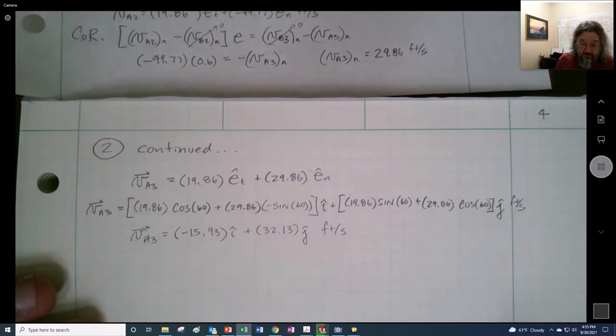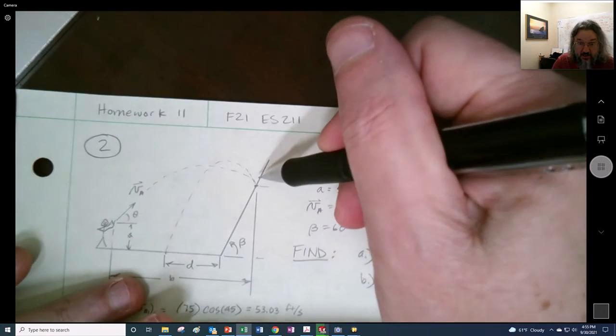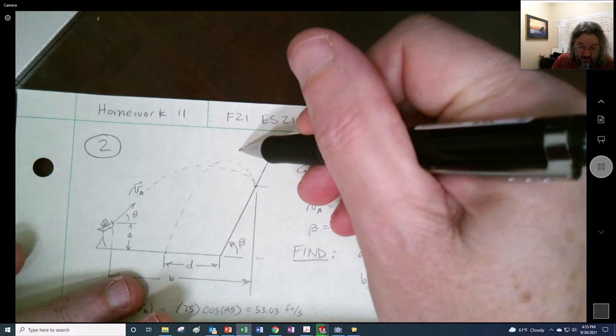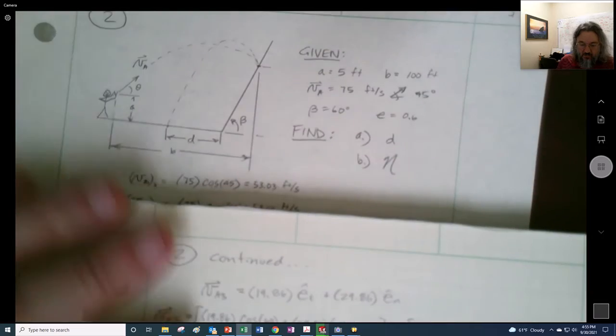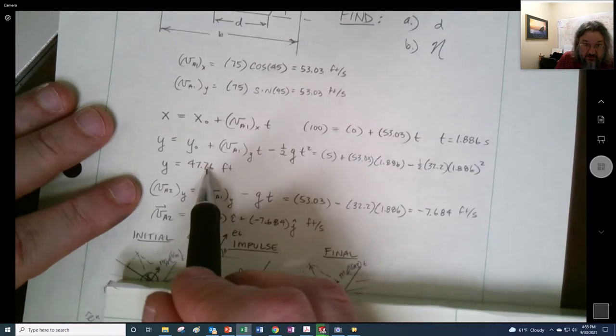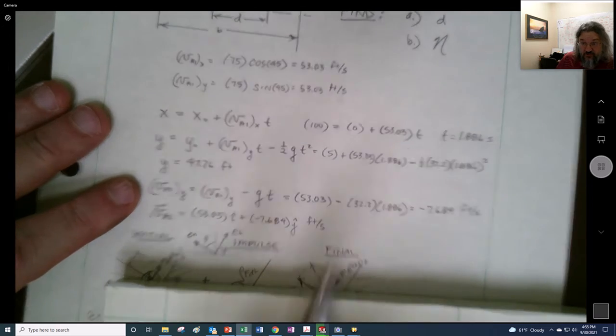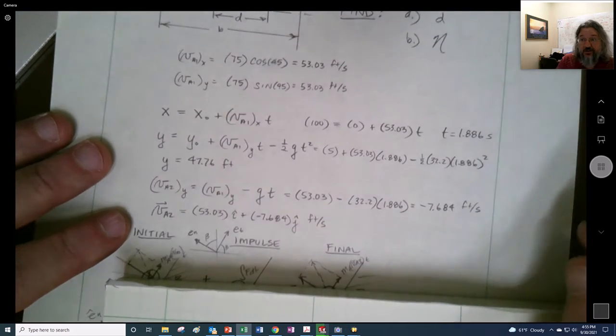Okay, great. So now we want to figure out where it's going to land. What we know right now is it's going up in that direction. But we know this height right here, I think we found this height. So we know the vertical direction, so we can figure out the time when it's going to land, and then we can figure out how far it went in the x direction.